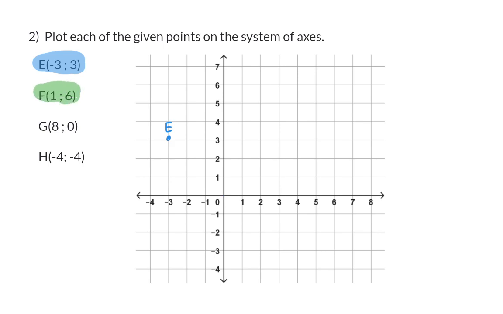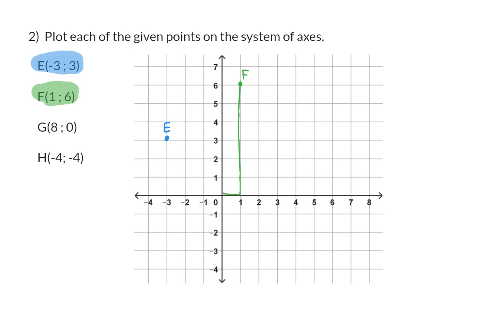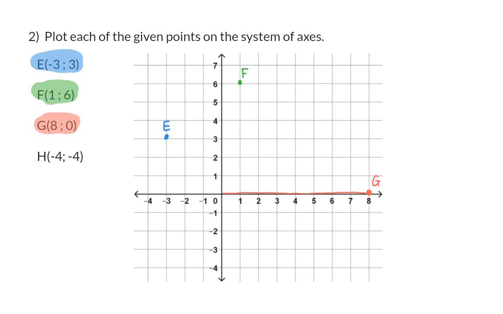For point F, we're firstly going to move 1 unit to the right and then up to 6 on the vertical axis. So point F lies in the first quadrant. For point G, we're firstly going to move 8 units to the right on the horizontal x-axis and then no units up or down, so point G lies on the x-axis. And lastly, we have point H, for which we move 4 to the left and 4 down, so point H is in the third quadrant.